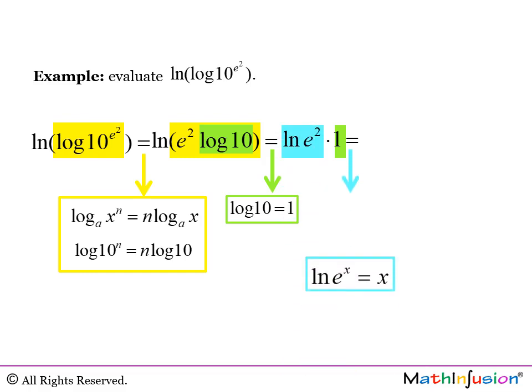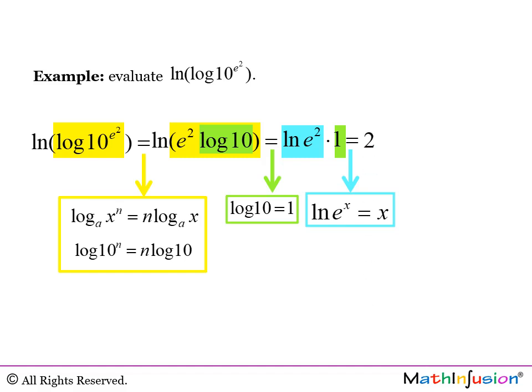Now we can use this law, that ln of e to the power of x is x. So ln of e to the power of 2 is just 2. And this is the answer.